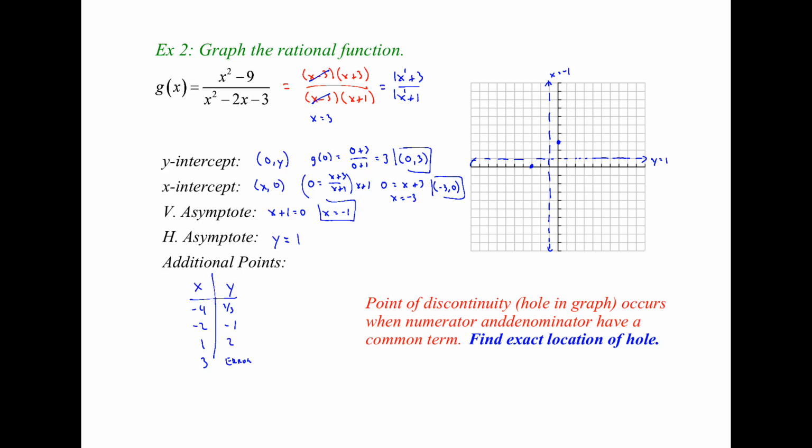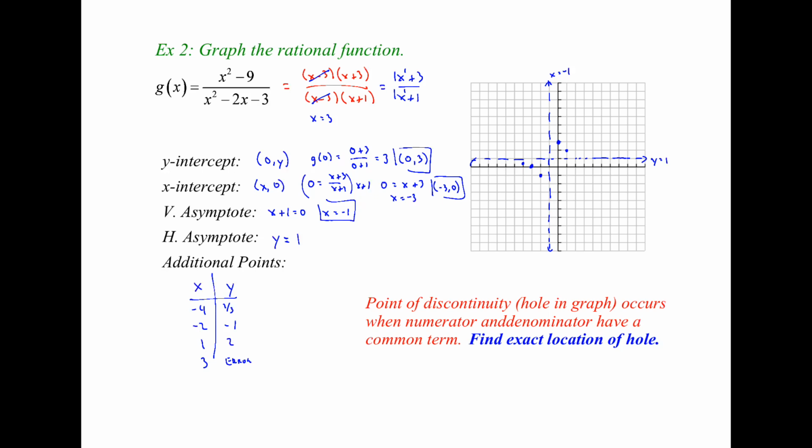So let's go ahead and plot what we have. Negative 4, 1, 2, 3. Negative 4, 1/3. So about right there. Negative 2, negative 1. So that kind of gives us 3 points in that region, which is good. At 1, 2, we have a point. And then at 3, we have this error.